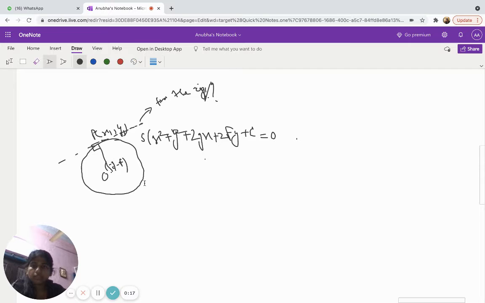If some circle is given, that is x square plus y square plus 2gx plus 2fy plus c equal to 0, then the center of the circle is minus g comma minus f. And if some point x1 comma y1 is on the circle, from where a tangent is drawn to the circle, and we need to find the equation of this tangent, how do we find it?